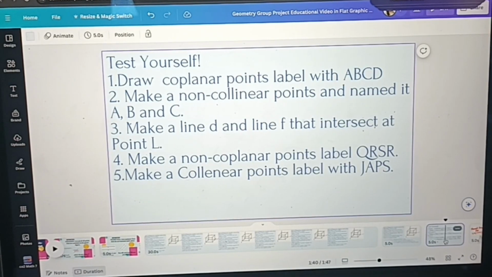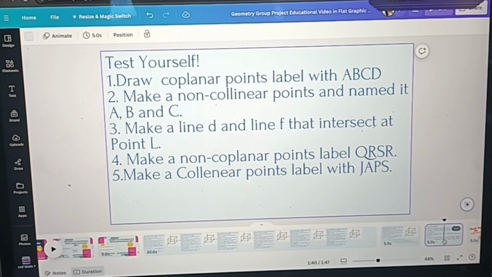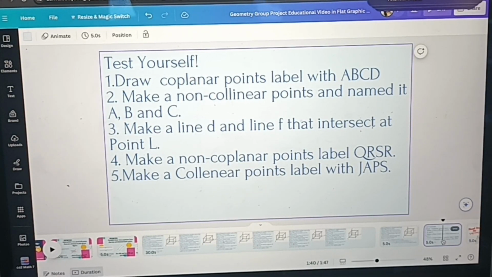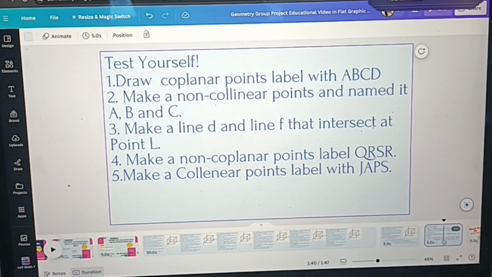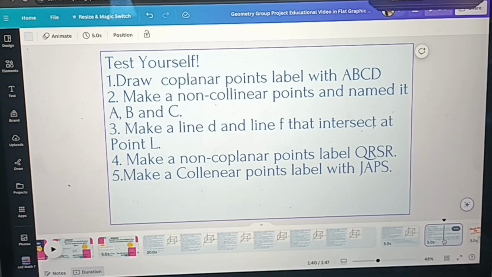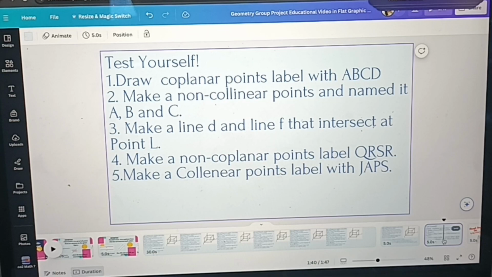So this time, test yourself tayo. For the test yourself, you are going to illustrate the points that are being asked. Same instruction: you are going to write this one, answer, and post your answer or submit or PM your answer to me in order for me to check your work. Number 1, draw coplanar points labeled with points A, B, C, and D. Number 2, make non-collinear points and name them using A, B, and C. When we write A, B, and C, which are capital letters, ibig sabihin we're talking about the points.